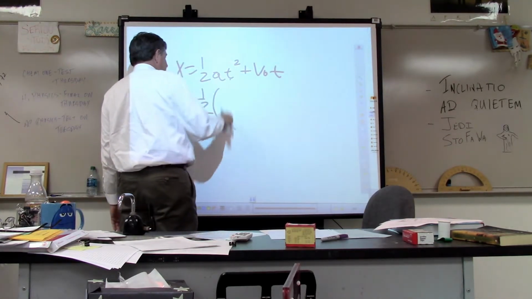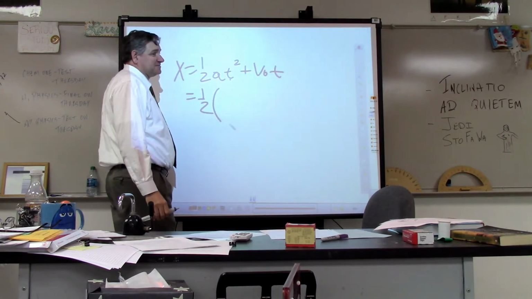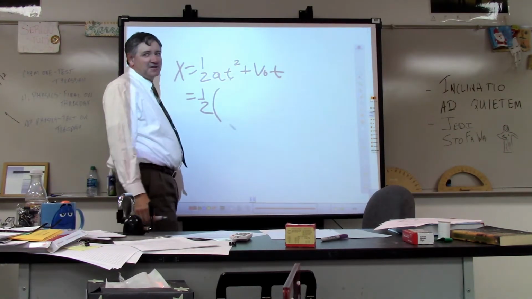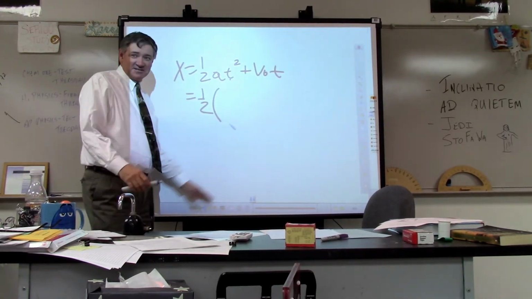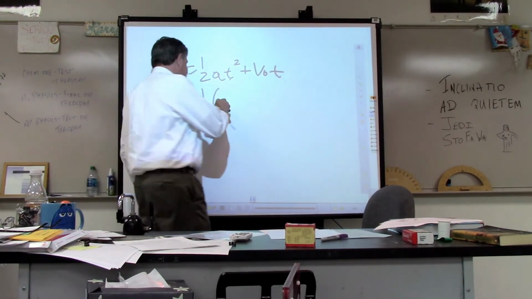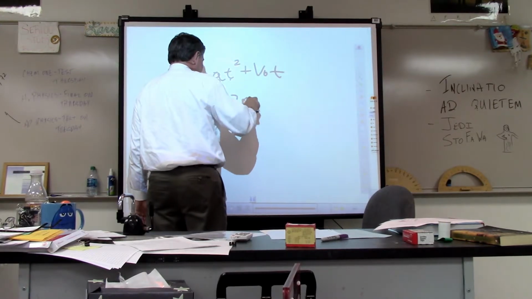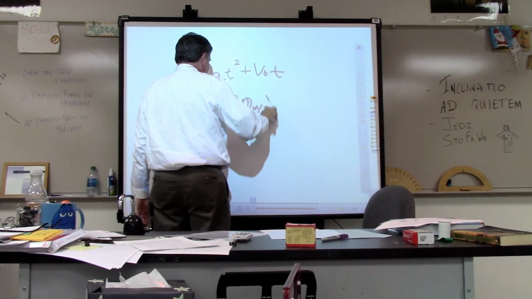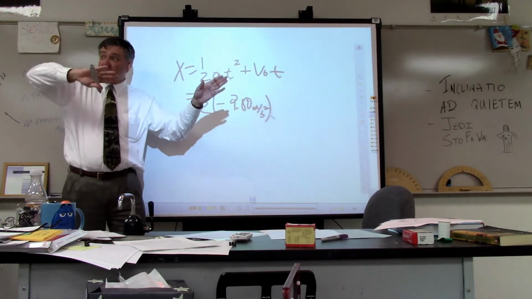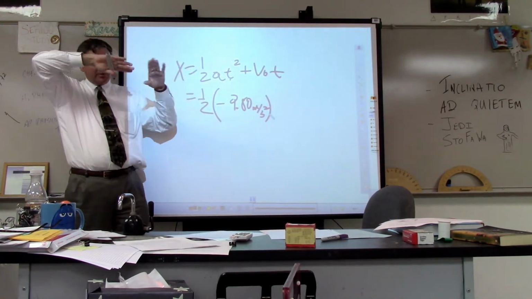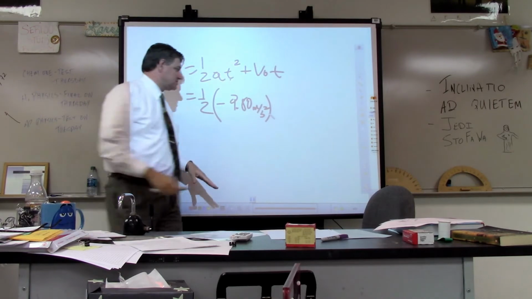Mr. Taylor, what am I going to use for my acceleration? Kendra, what am I going to use for my acceleration? 9.8. Positive or negative? Negative. Yes. See, I was paying attention that time. Now, I'm going to put in 0.9 seconds, half my total, because I want to know how high it is at 0.9 seconds.